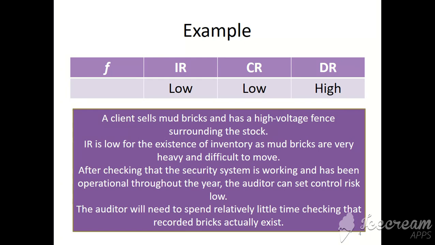After checking that the security system is working and has been operational throughout the year, the control risk can be low. Finally, what about DR? DR, detection risk, is a risk which the auditor can adjust. Since IR and CR are low, hence, the auditor will need to spend relatively little time to check that the recorded bricks actually exist. Therefore, DR is high.